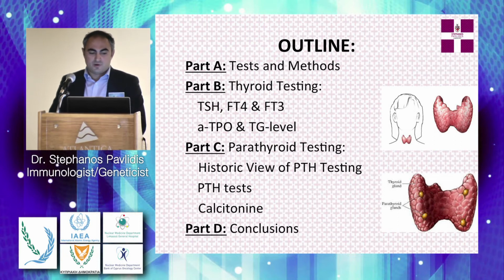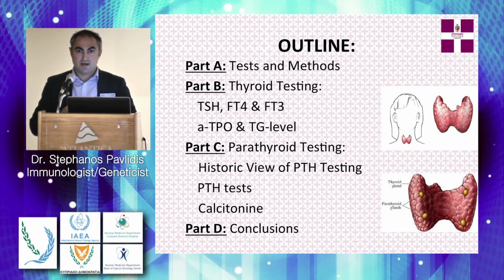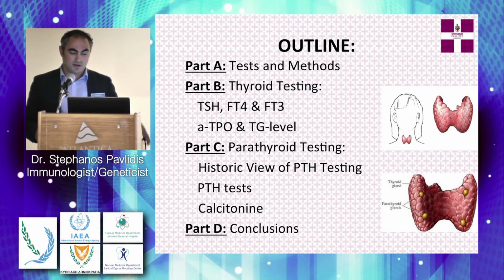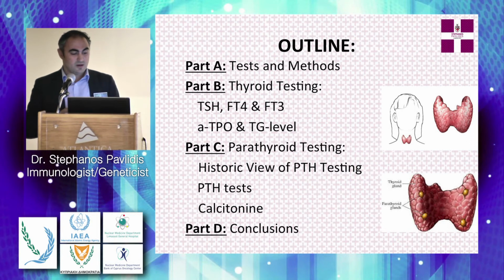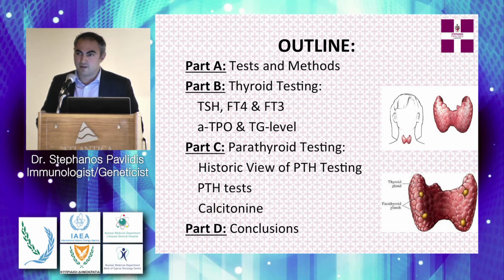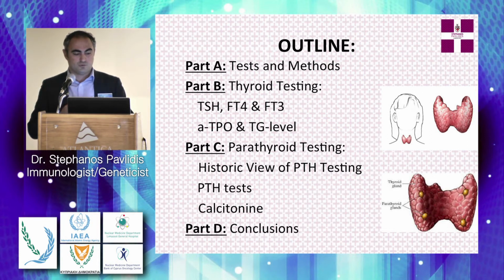So today I divided my talk into four main parts. The first part is about the tests and methods being used in the laboratory, either in the past or now. Part B is in regards to thyroid testing, the major hormones, TSH, free T4, free T3, and the thyroid antibodies like TPO and thyroglobulin. Part C is focused mainly on parathyroid testing. I will provide some historic view on parathyroid testing and the PTH tests that are currently available, and a few words on calcitonin, and then I will move on to my conclusions.